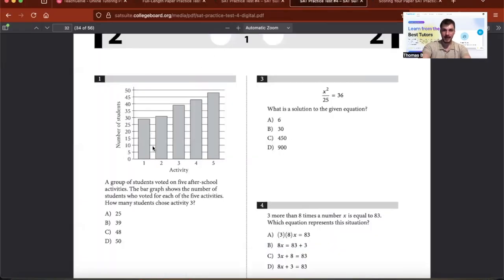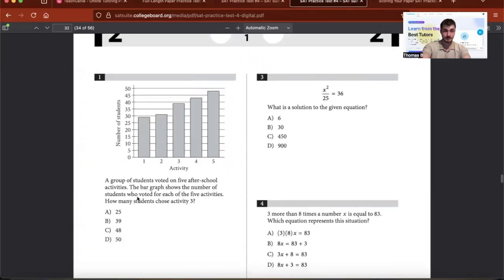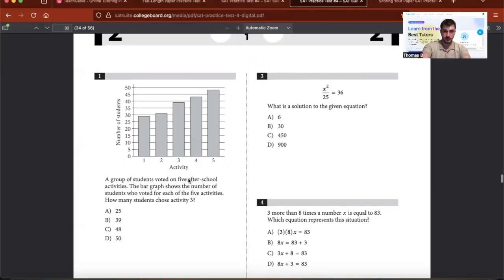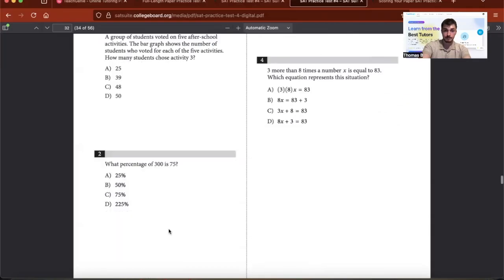All right, let's take a look at a few of the math questions now. A group of students voted on 5 after-school activities. The bar graph shows the number of students who voted for each of the 5 activities. How many students chose activity 3? Okay, so this seems to show activity 3. It's close to 40. So the only answer that makes sense here would be B.